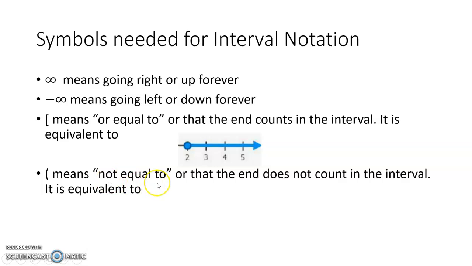Parenthesis means not equal to, so the exact opposite, or that the end does not count in the interval. So on the number line, it would be this number here. Since it's open and the boundary itself cannot be equal or is not part of the interval, we use a parenthesis instead of a bracket.